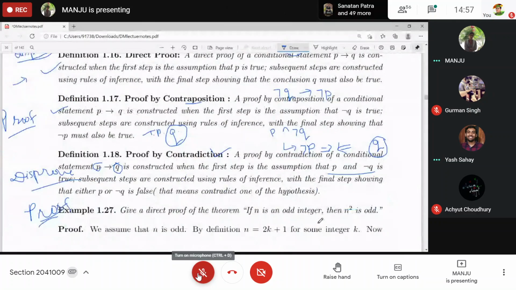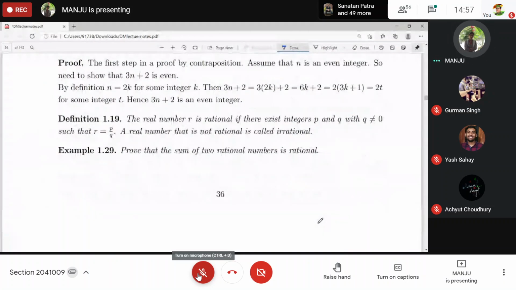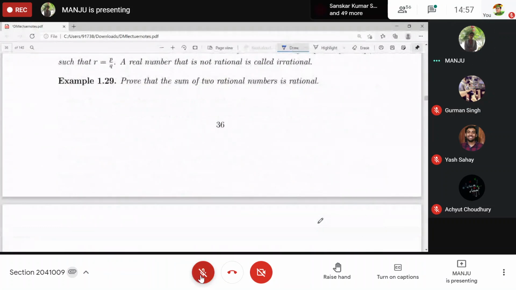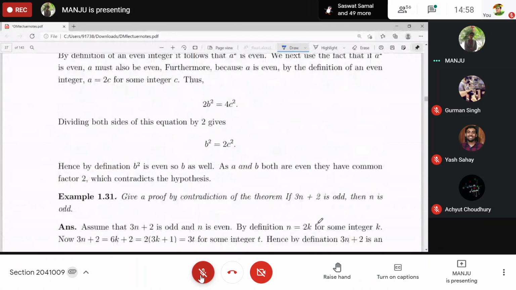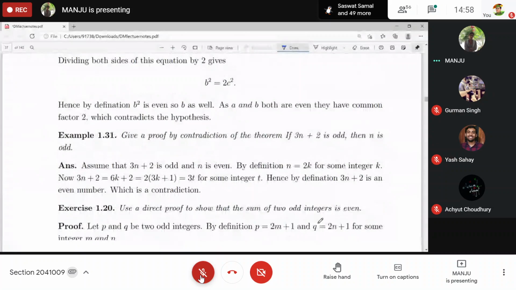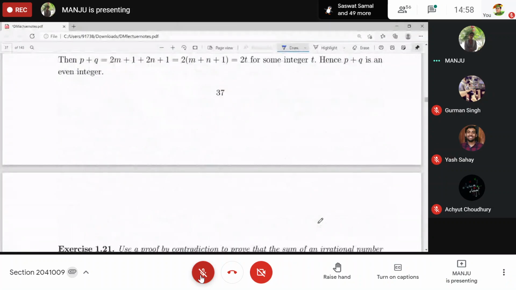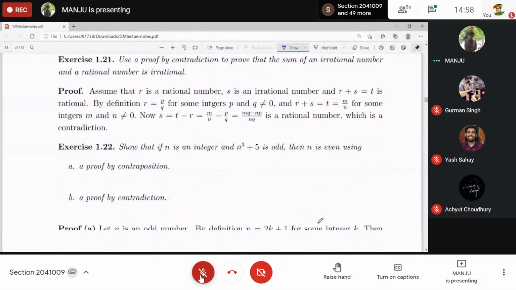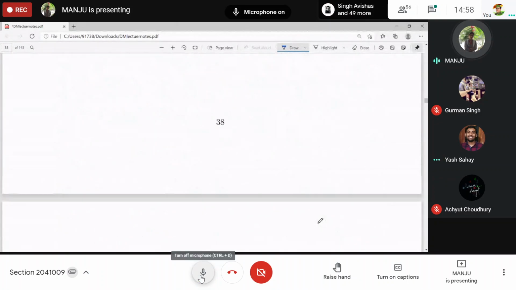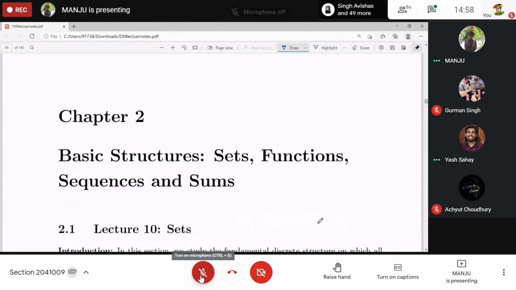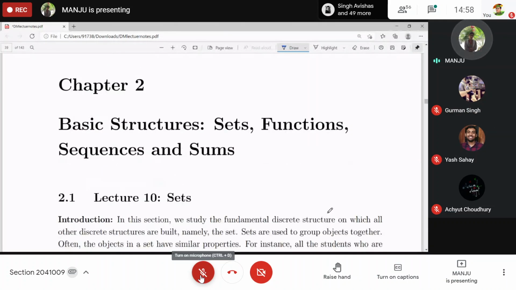Any other doubt in chapter 1? No, ma'am. So tomorrow be prepared with chapter 2 and that algorithm part.